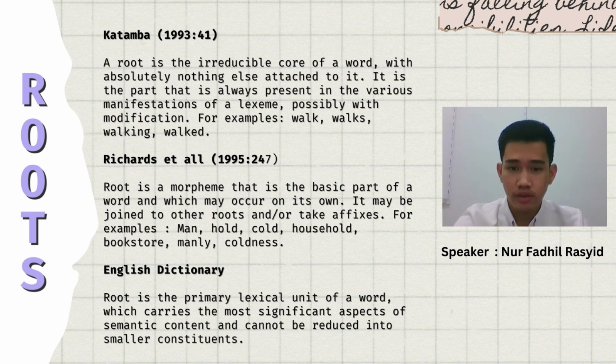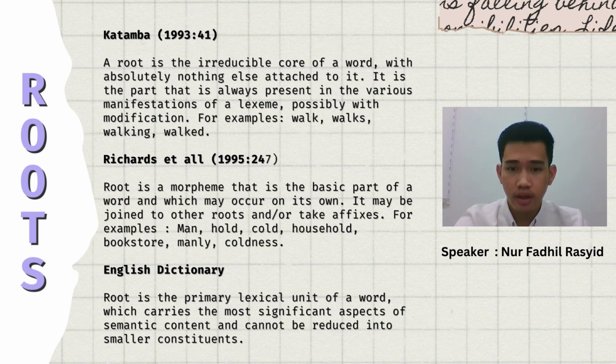The second one is Richards et al. from 1995. It says that a root is a morpheme that is the basic part of a word and which may occur on its own. It may be joined to other roots and or affixes. For example, man, hold, cold, household, bookstore, manly, coldness.